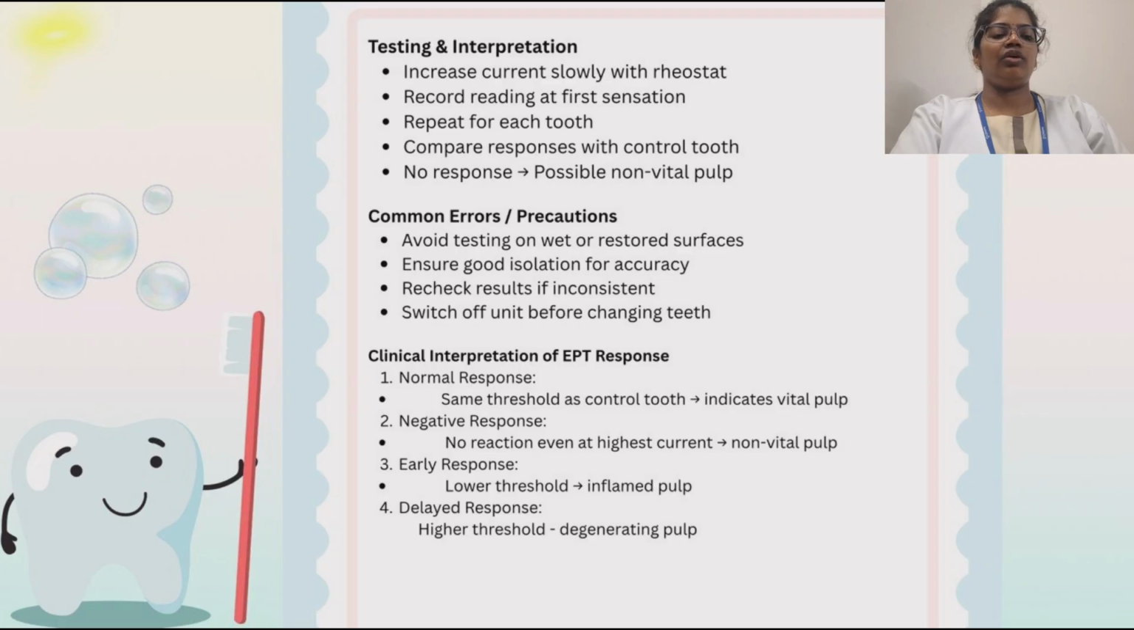Clinical interpretation of EPT response. Normal response. Same threshold as control tooth indicates the vital pulp. Negative response, if there is no reaction even at the highest current, it indicates the non-vital pulp. Early response, lower threshold, inflamed pulp. Delayed response, higher threshold, indicating the degenerating pulp.